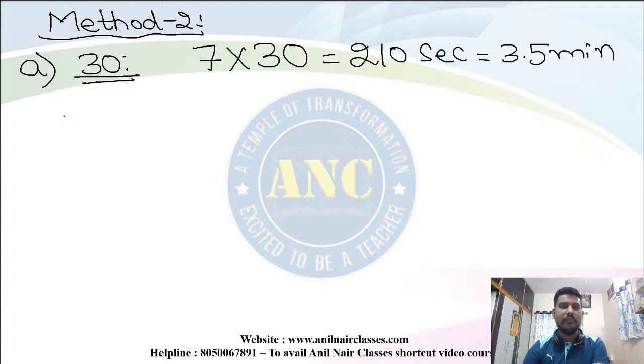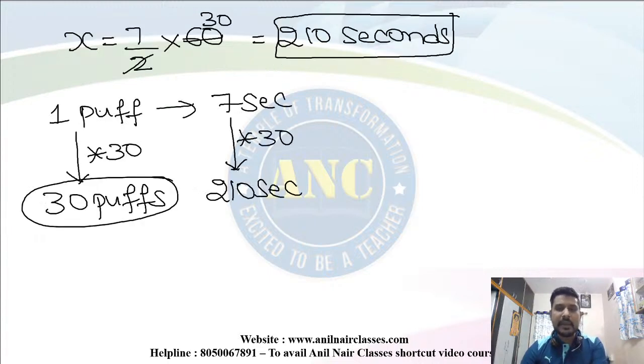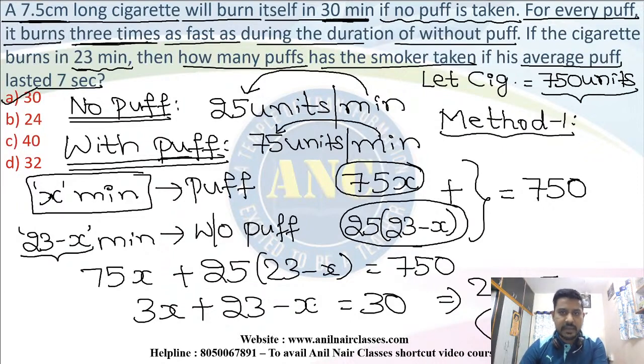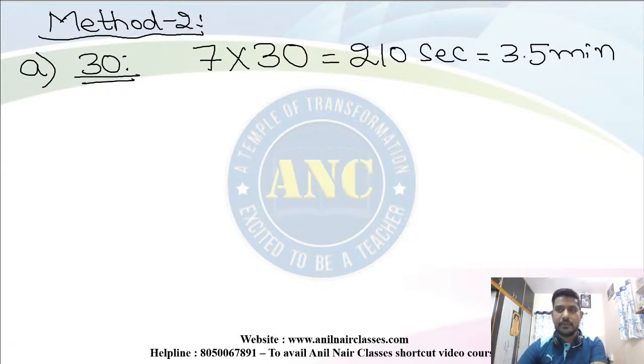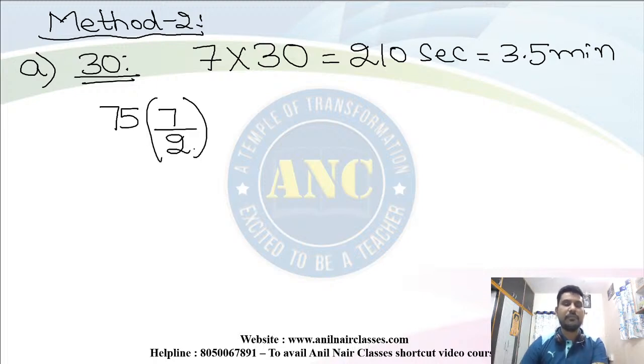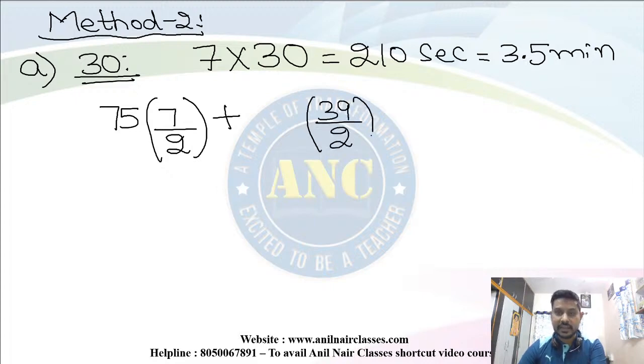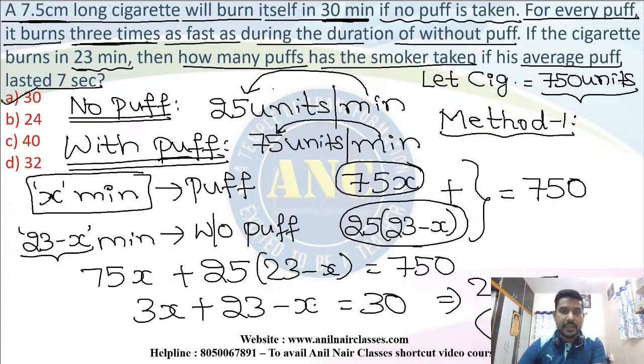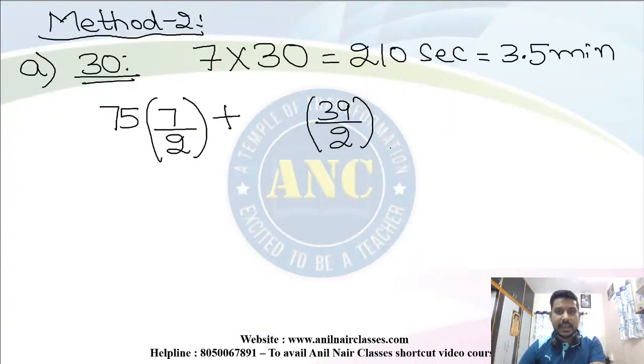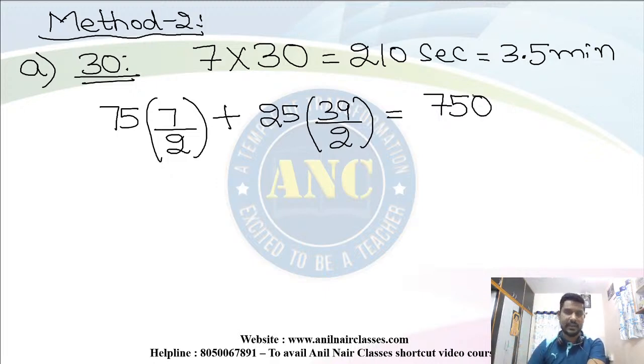Now, when he is puffing, in one minute he will finish 75 units, but he is puffing for 7 by 2 minutes. So for 7 by 2 minutes, it is 75 into 7 by 2. Out of the total 23 minutes, he has puffed for 3.5 minutes. For the remaining 19.5 minutes, which is 39 by 2, he has not puffed, and in 1 minute he will burn 25 units. In 19.5 minutes, he will burn 25 × 39 by 2. This will complete all 750 units, burning the entire cigarette. Now, check it out.